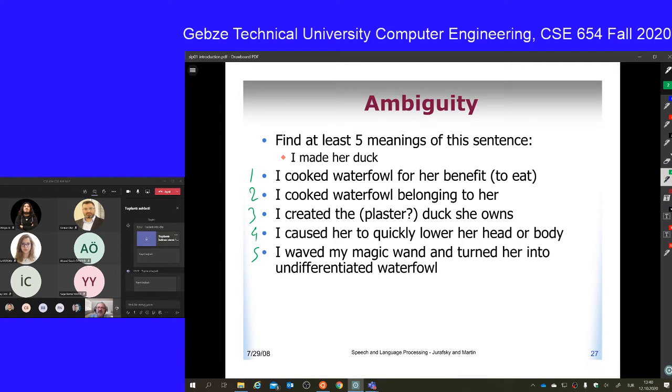1, 2, 3, 4, 5. Okay. Tell me which one you thought was the meaning at the beginning, without thinking anything else. Choose a number between 1 and 5. Just type it in there. 4. Really? Oh, okay. We have 2 fours.